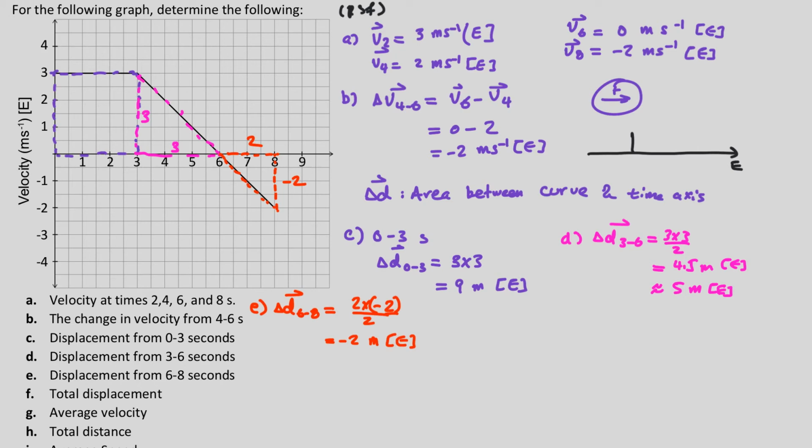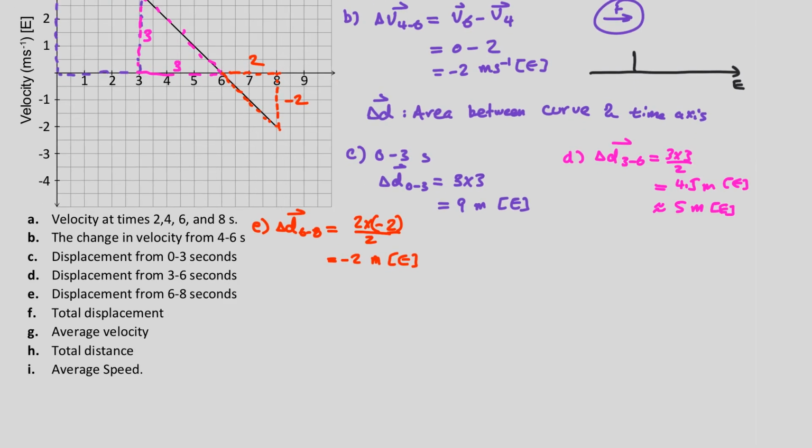Finally, the question is asking us for the total distance and then the average speed. So I'm going to move this up here so that we can finish the question. We have part F, which says the total displacement. The total displacement will be the displacement from 0 to 3 plus the displacement from 3 to 6 plus the displacement from 6 to 8. And these are all displacements, so I need to make sure my arrow is included.